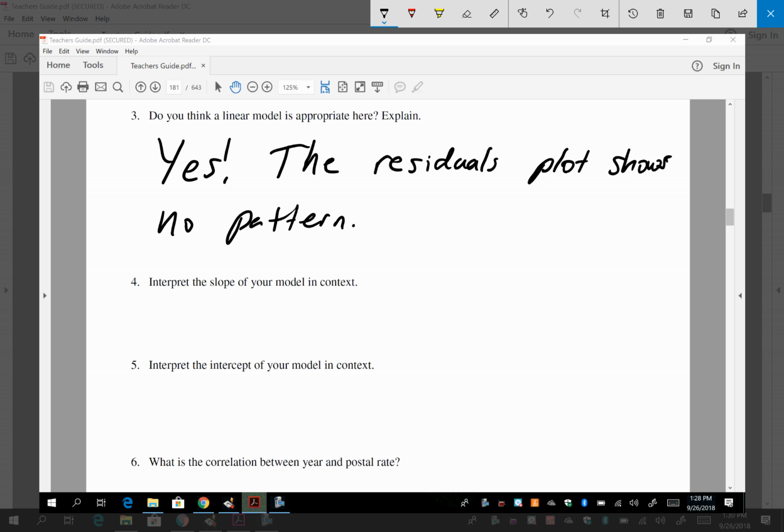Excellent. All right, so number 4, interpret the slope of your model. Well, what is the slope? It was letter B, right? What is letter B? Was it 0.01? Excellent. Okay. So, what are we going to write for interpreting the slope? Let's ask Marcelo. The slope, B equals 0.01. What does that mean in context? Excellent. Marcelo's looking back at the previous problem. I love it.